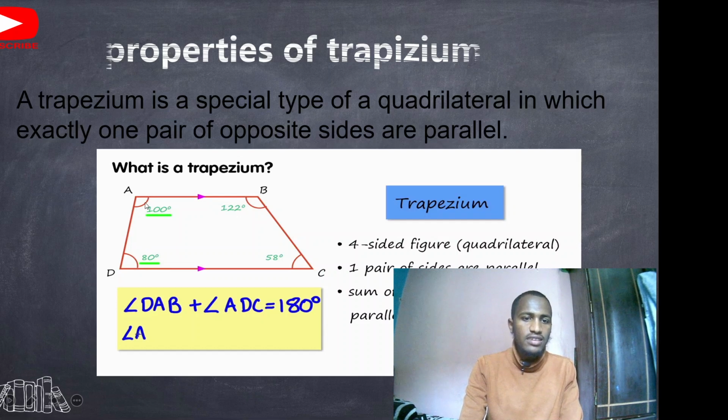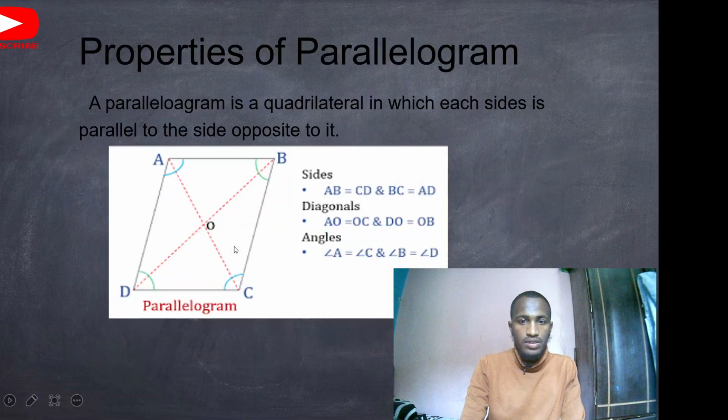Let's say angle A and angle D: if it is a trapezium, their sum must be 180. For example, 122 and 58. When you add these two angles, you get 180. So this quadrilateral can be a trapezium.